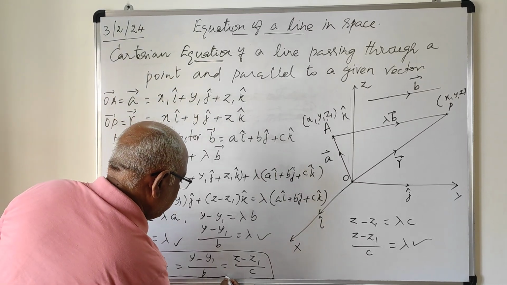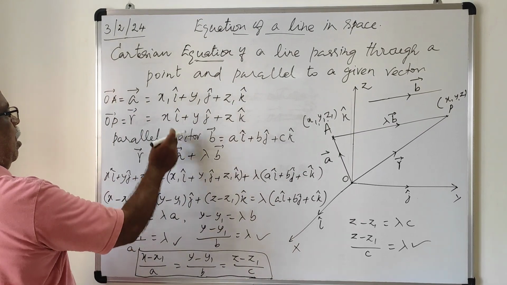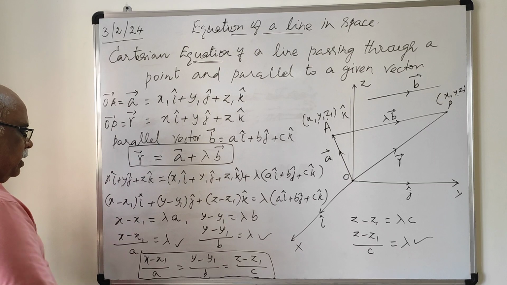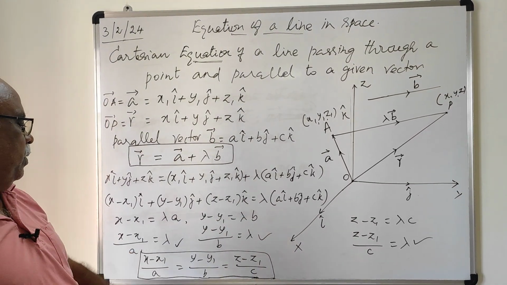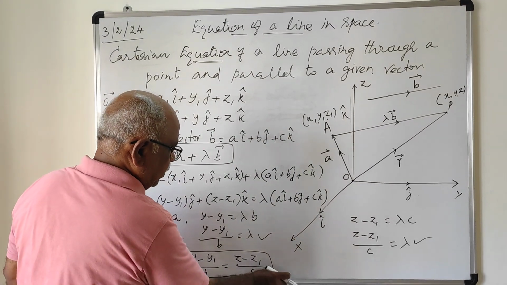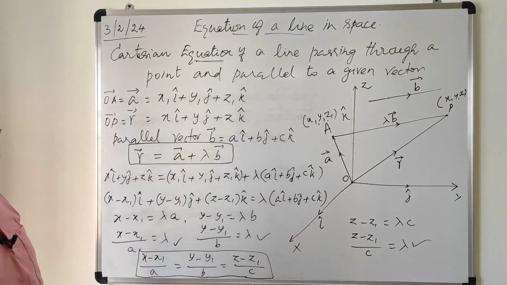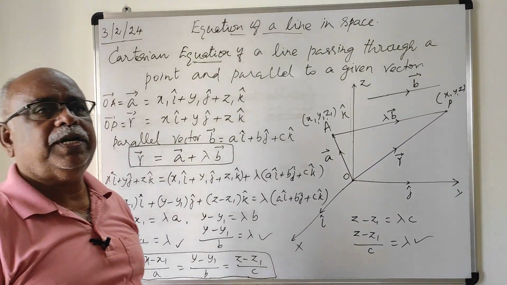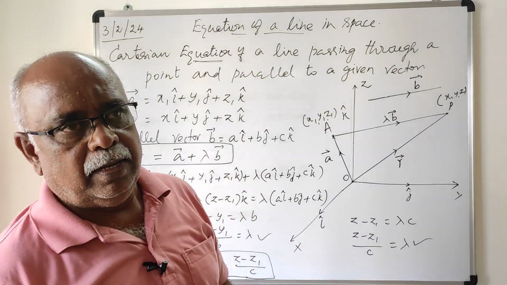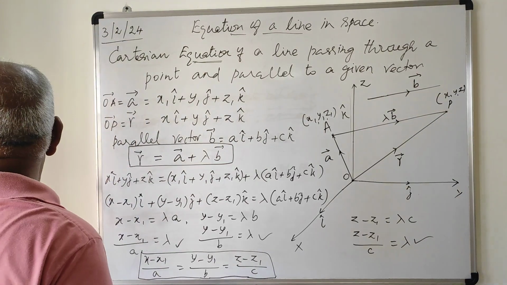The vector equation is r equal to a plus lambda b. The Cartesian equation is x minus x1 by a equal to y minus y1 by b equal to z minus z1 by c, which is the Cartesian equation of the required line. Okay. That covers the vector and Cartesian equation of a line passing through a given point and parallel to a given vector. Using this idea, I am going to solve one problem.